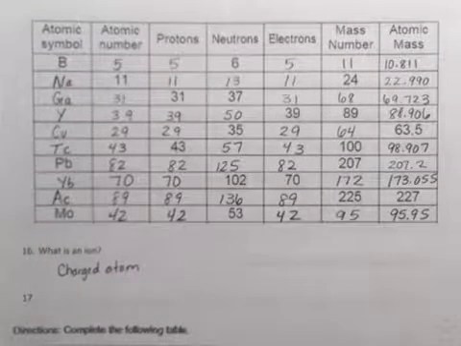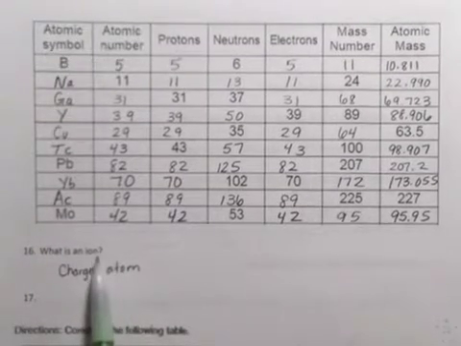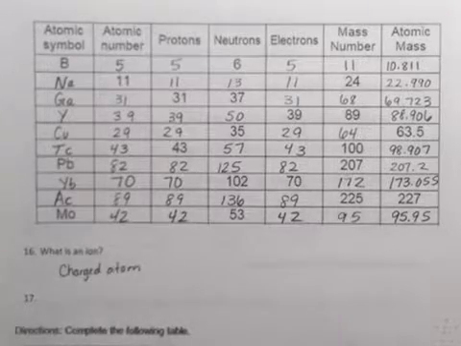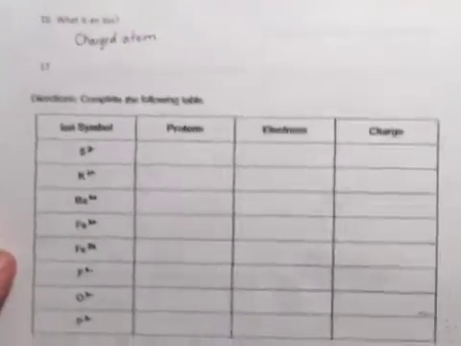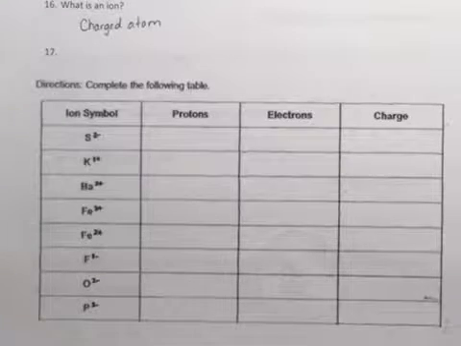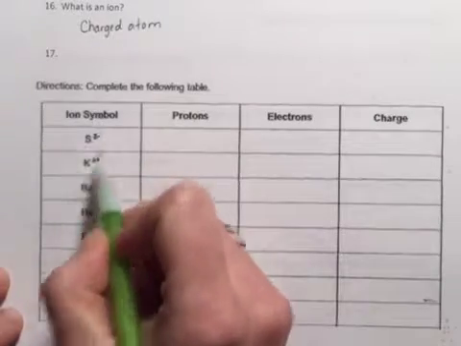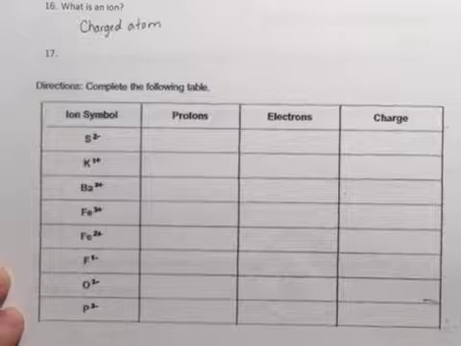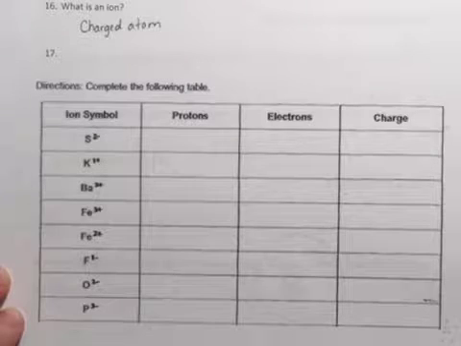So number 16, what is an ion? We're moving into ions now, so you need to remember that they are charged atoms. Rather than neutral, these are the ones that have a charge. So I'm going to go ahead and do 1 or 2 columns of this with you guys so you can kind of see how it's done here. So this I automatically know is an ion because it has the actual charge here beside it. That's how you know an ion when you see it.